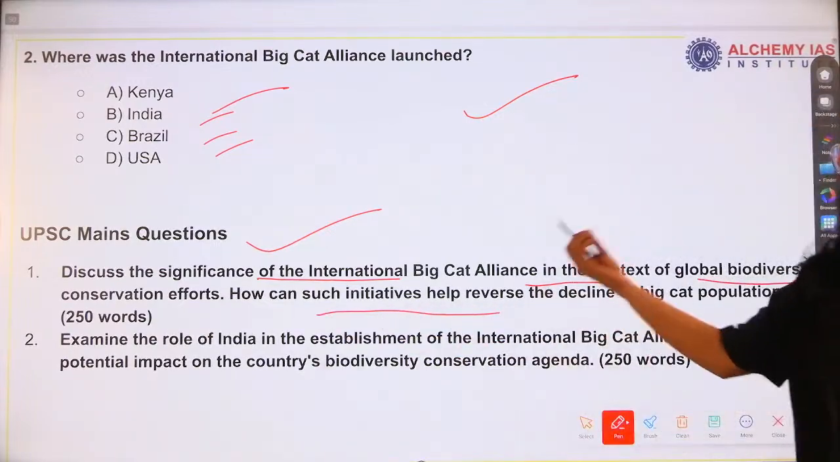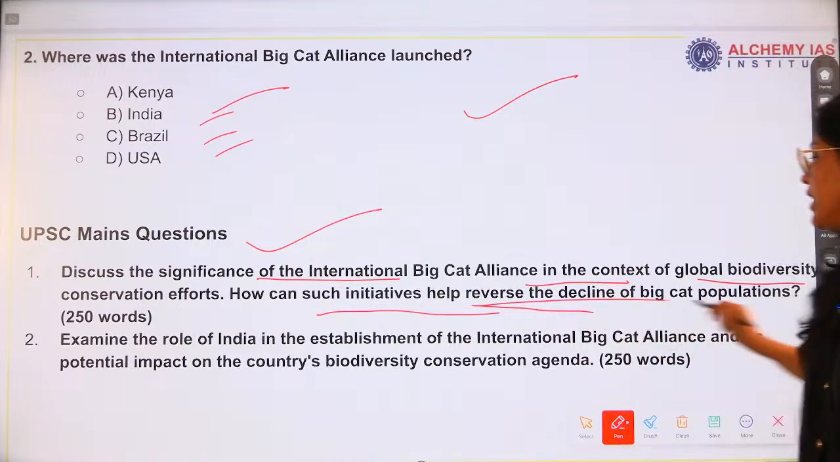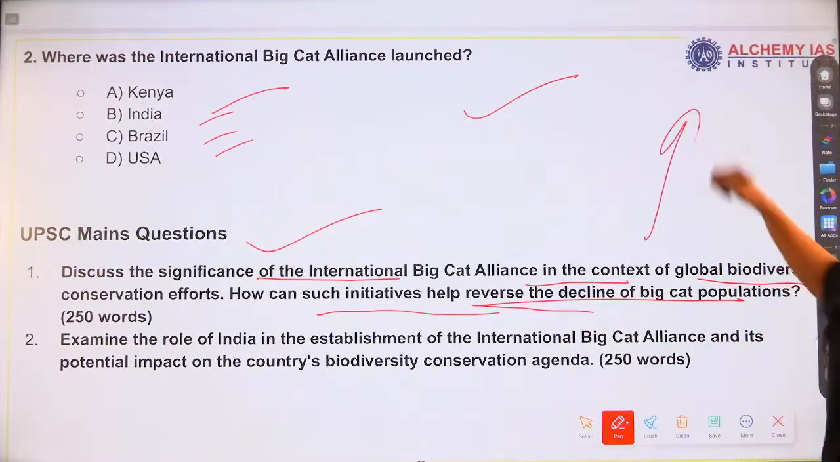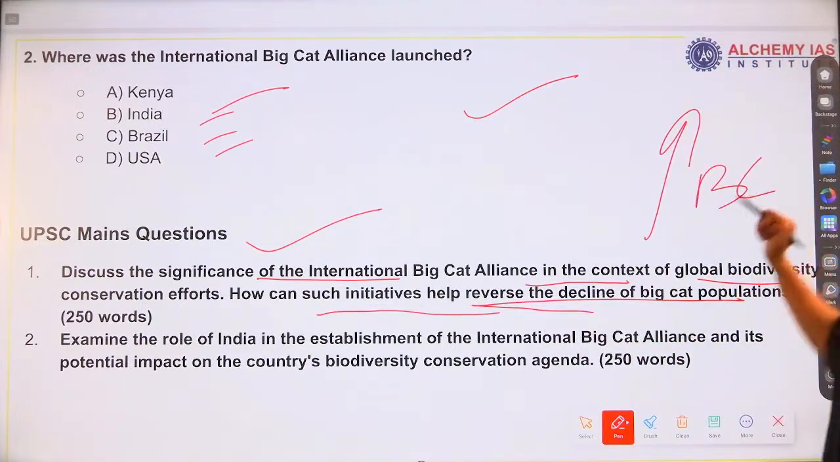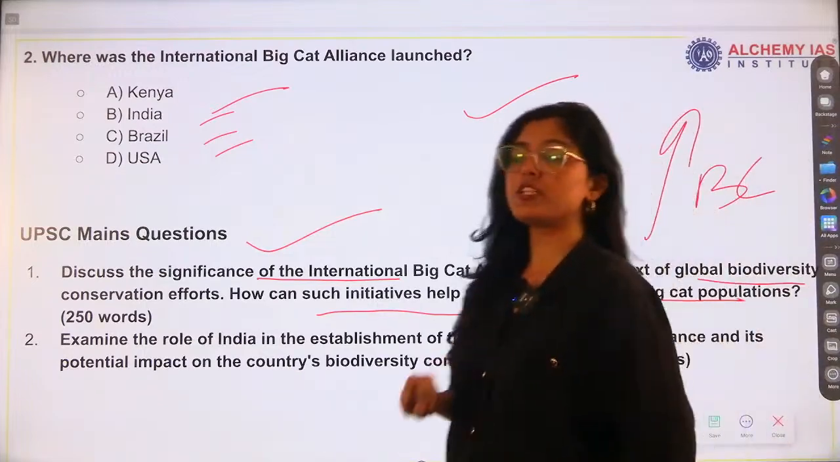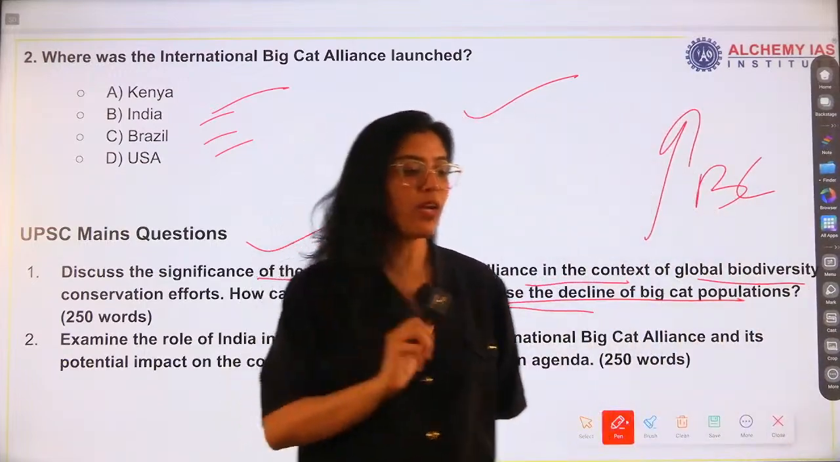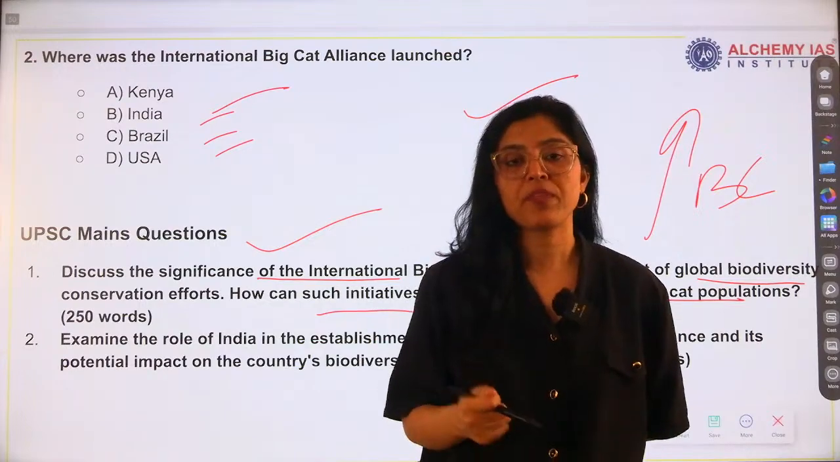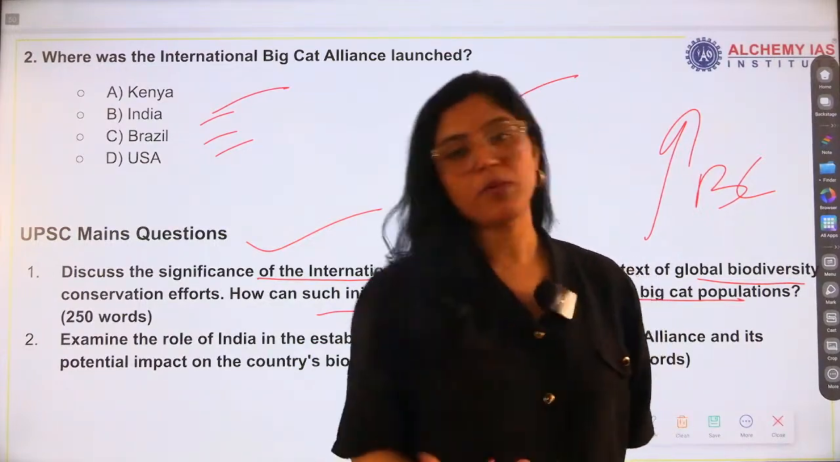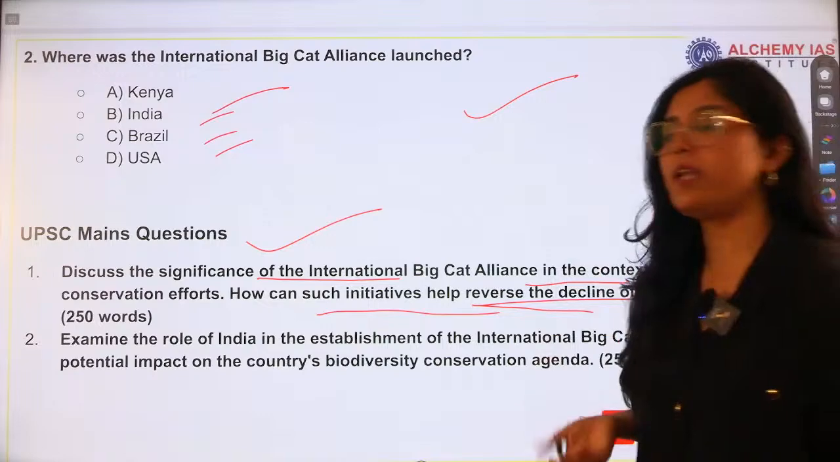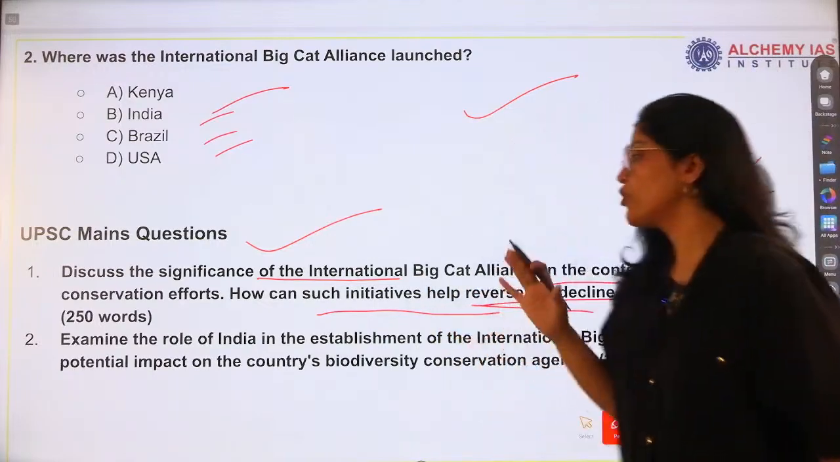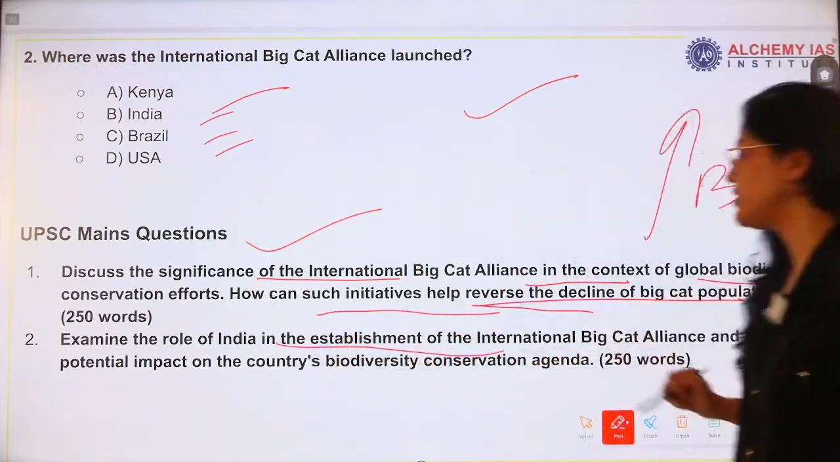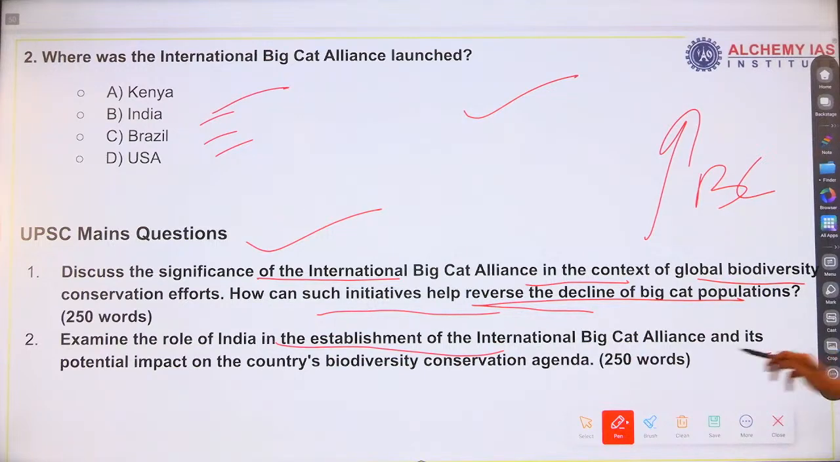And a UPSC Mains question: discuss the significance of the IBCA in the context of global biodiversity conservation effort. How can such an initiative help reverse the decline of big cat population? By taking an initiative like IBCA, how can we move from a declining population to an increasing population? Will it be impactful? Will it help? We have to write about that in 250 words, and examine the role of India in the establishment of IBCA.